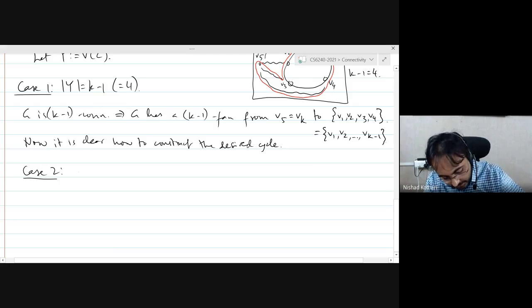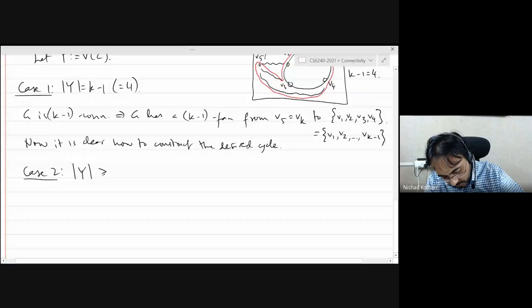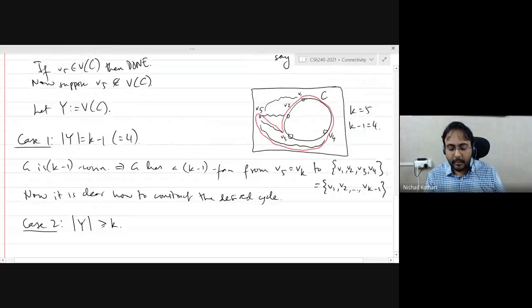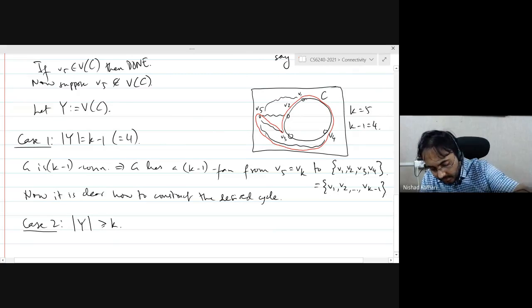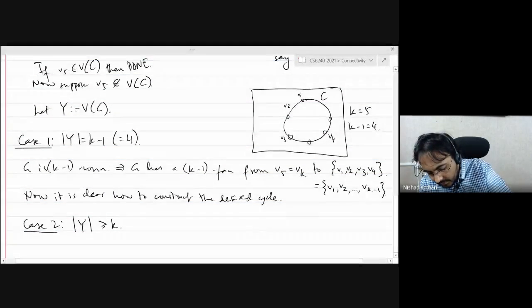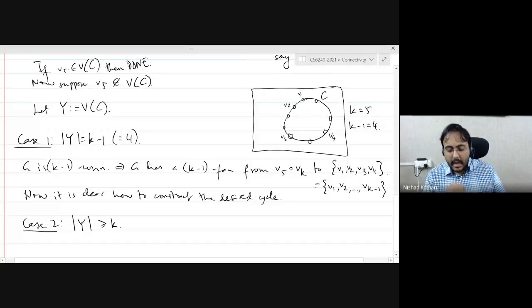So supposing the set Y has at least k vertices. So it doesn't have just these four vertices, v1 to v4. It has some other vertices, let's suppose, right? So let's make a different drawing here. Supposing my cycle has some other vertices like this. Well, now I can't just pick a k minus 1 fan, can I? Let me think about this.